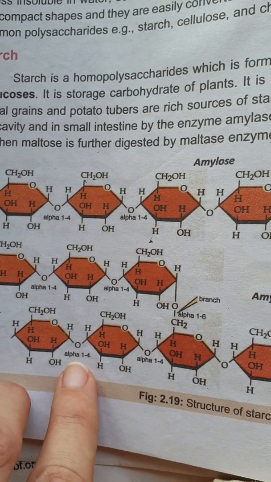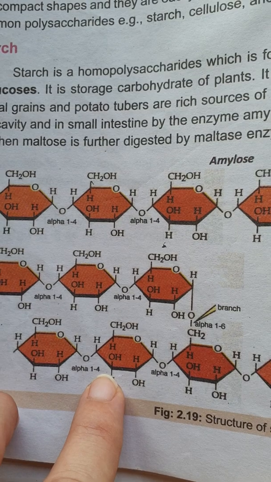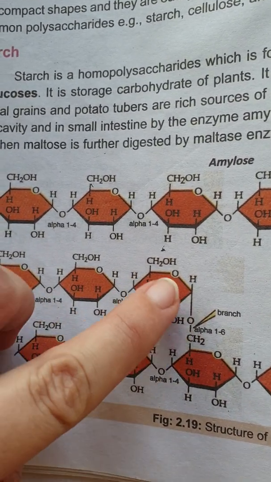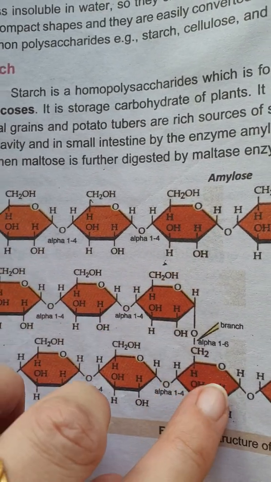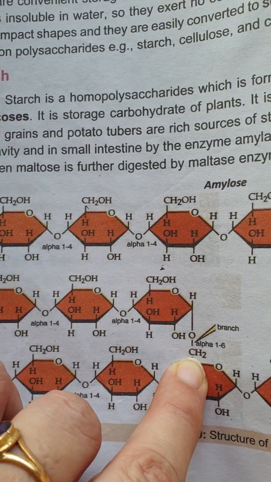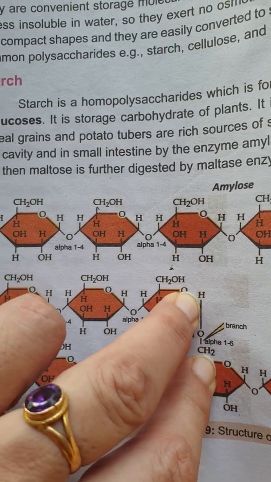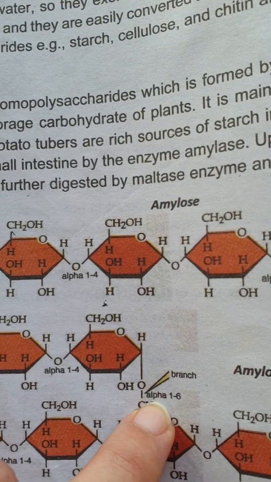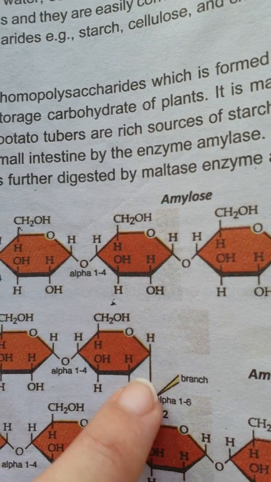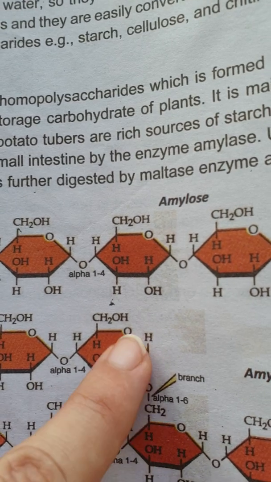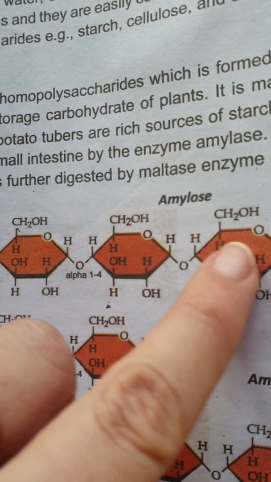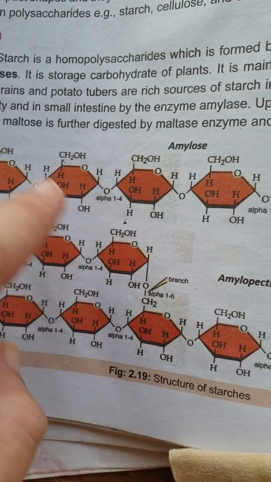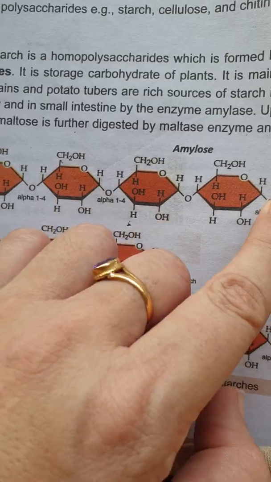In amylopectin, each glucose is attached with 1,4 alpha glycosidic linkage, and then the 2 branches are attached with the 1,6, meaning the carbon number 1 of this branch is attached with the carbon number 6 of this branch, forming the alpha 1,6 glycosidic linkage with each other. So this is the difference between amylose and amylopectin. Amylopectin is found in branched form, and amylose is found in linear chain form.